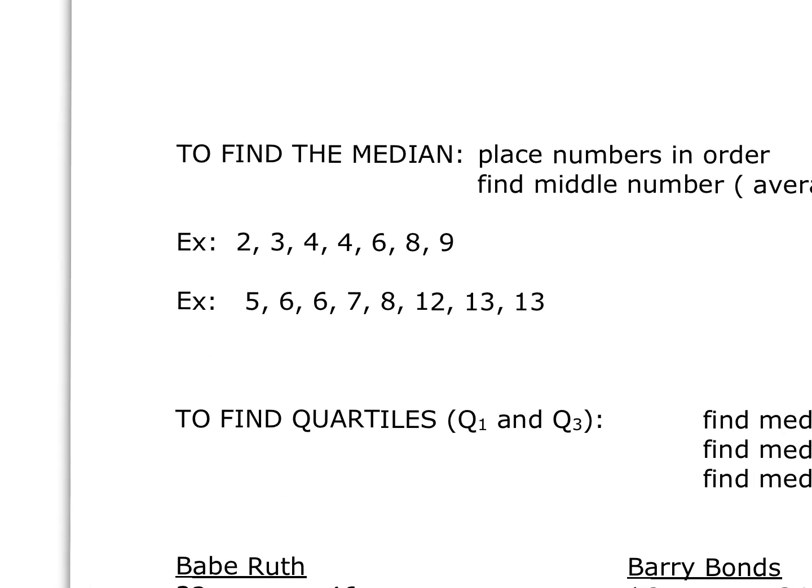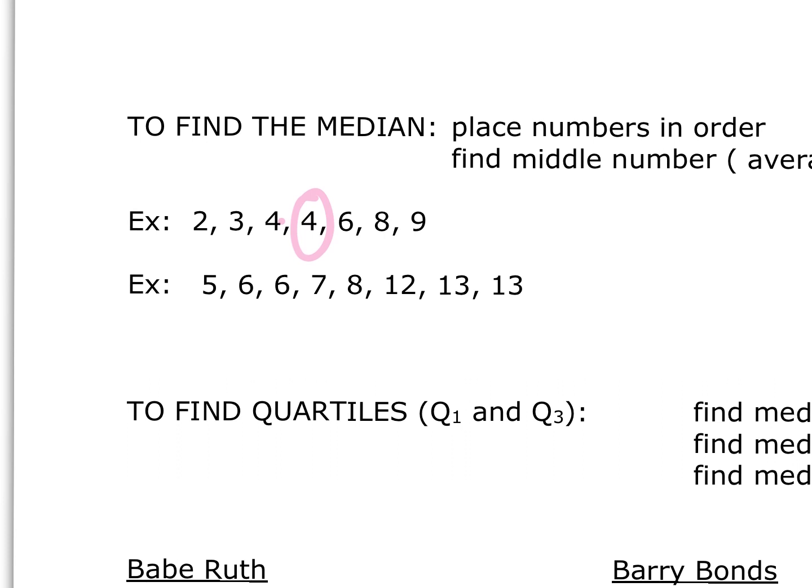So what is the median for this first set of data? 2, 3, 4, 5, 6, 7, 1, 2, 3, 4. So that 4 is the median for that set of data, right? And what is the median for that second set of data?